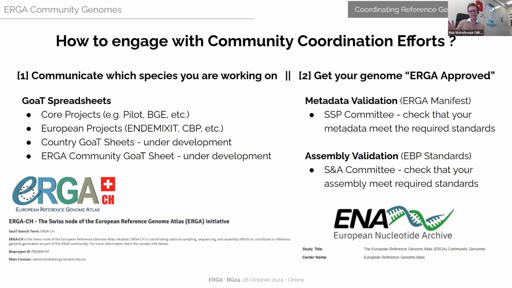In terms of the second stage, which is maybe you've already produced your reference genome and now you want to get it ERGA approved, here it's really two simple validations that we are implementing at the moment. The first one, the metadata validation check. So this is basically the samples and sample processing committee checking that the metadata you've collected meets the minimum required standards to be considered an ERGA approved genome. And the assembly validation. So those are the EBP standards that Diego was just presenting there.